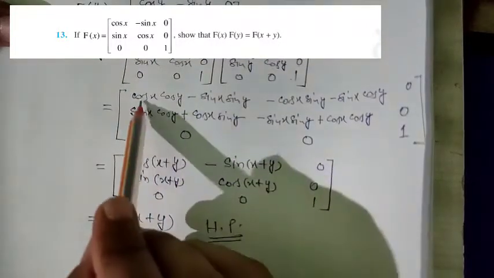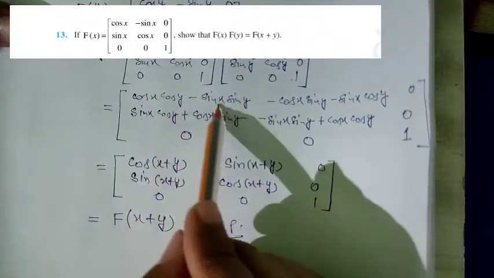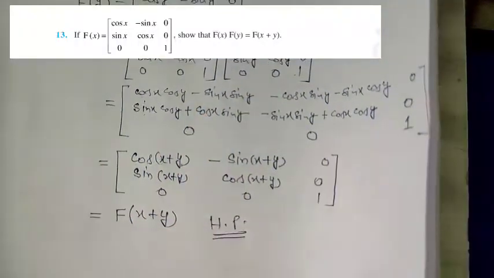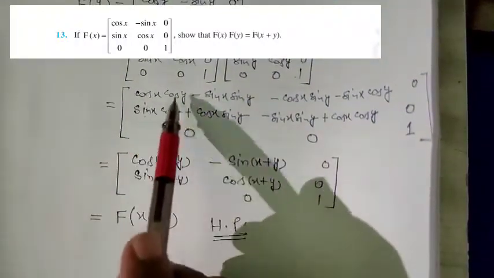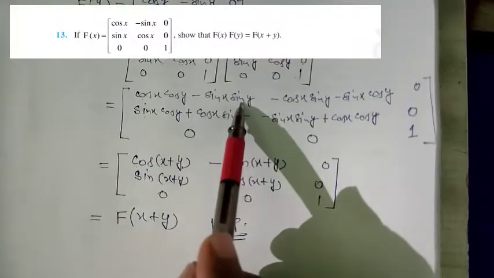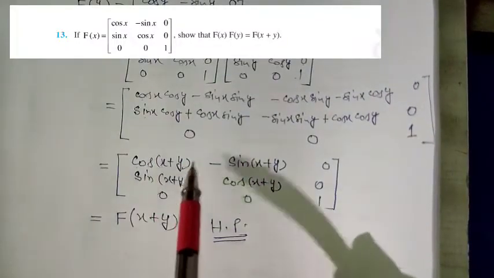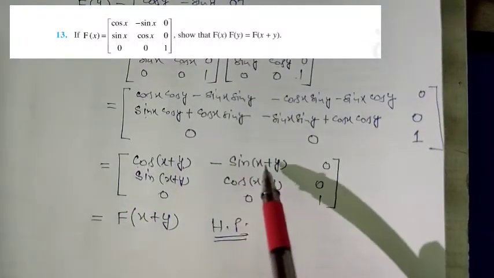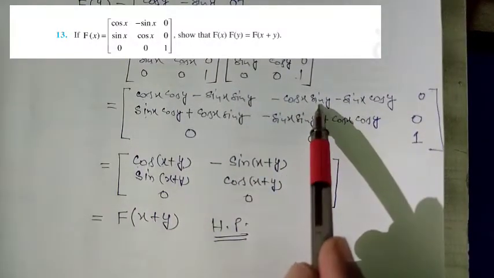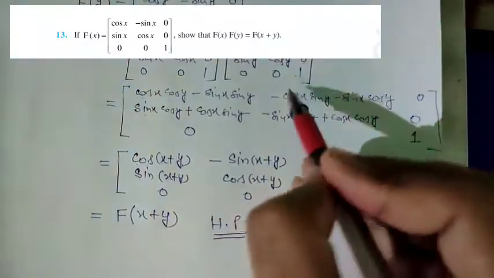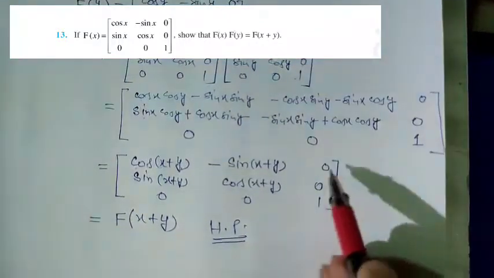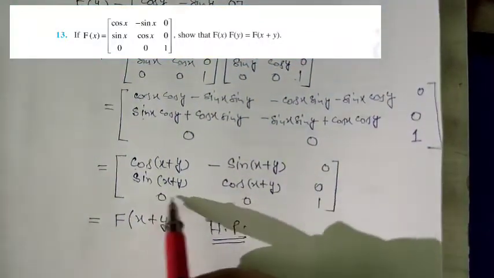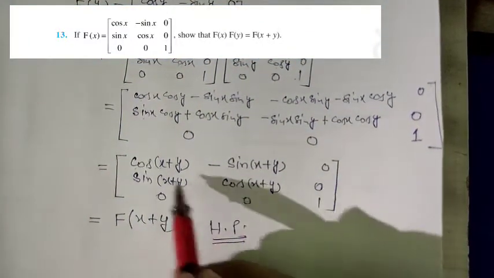Now cos x cos y minus sin x sin y, you can say, is cos(x plus y). Similarly, if you take minus common from here, it will be minus sin(x plus y). It is the formula of sin(a plus b) if we take minus common from here. And 0 0 1 we will write as it is. Here also 0 0 we will write as it is.